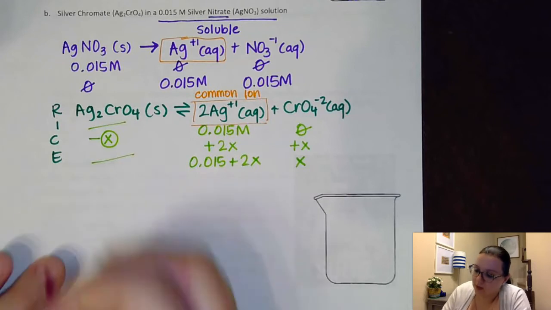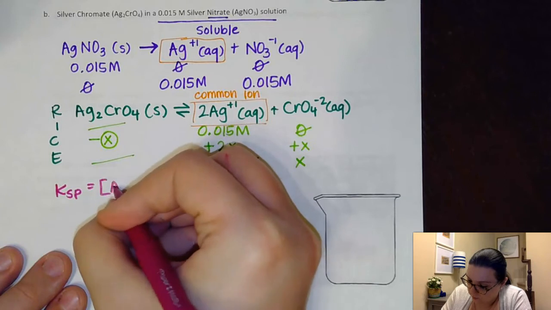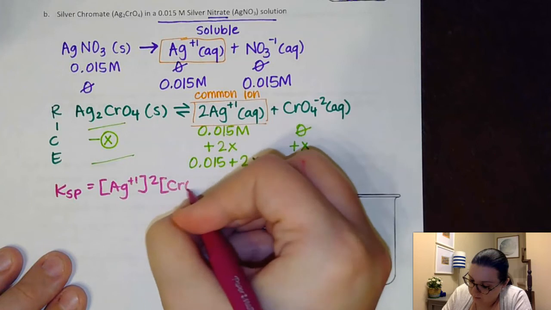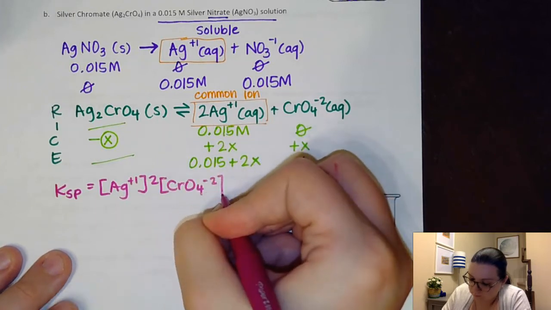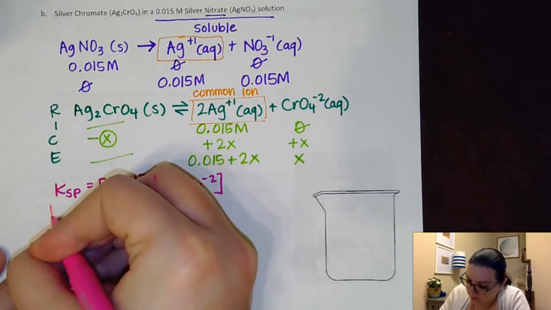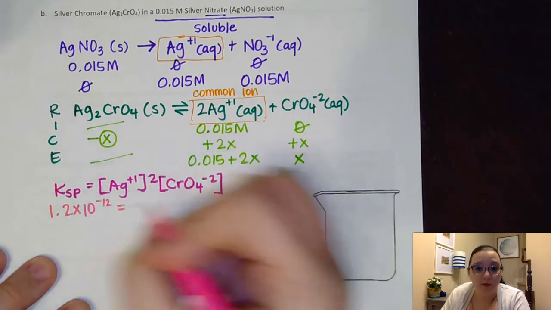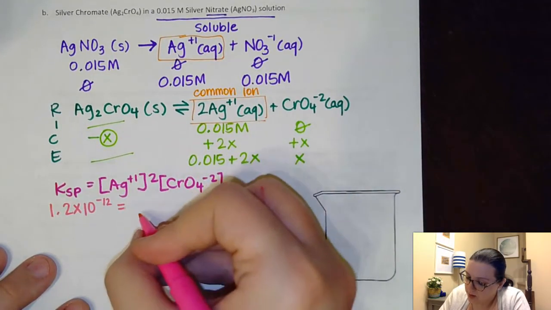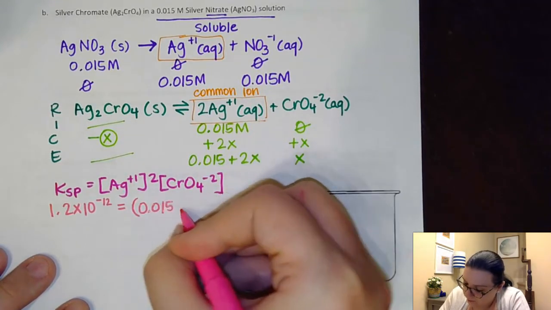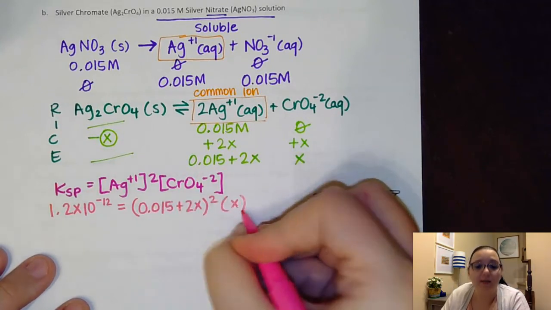So now let's start plugging into Ksp. As we know, Ksp is still the silver squared and the chromate. And so now when I plug into this, I would say, hey, my Ksp value is still that 1.2 times 10 to the negative 12th. I haven't changed temperature, so therefore that's going to stay the same. But now my Ag is 0.015 plus 2x, squared, and then the chromate is x.